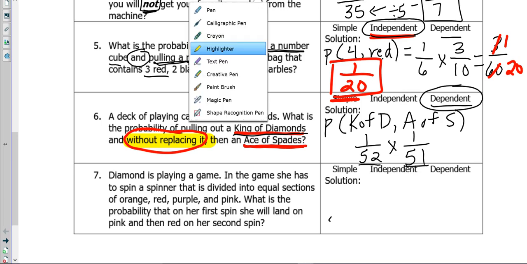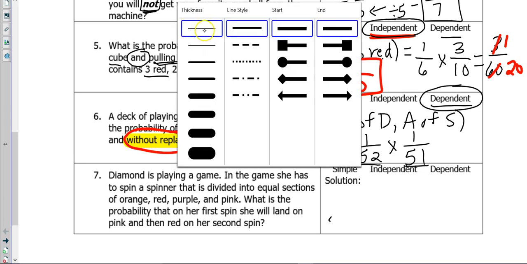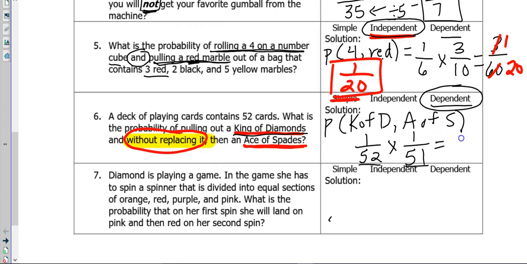Now we're simply going to multiply those numbers together. And we get 1 over, we're going to multiply 52 times 51, and we get 2,652, so it's not very likely.